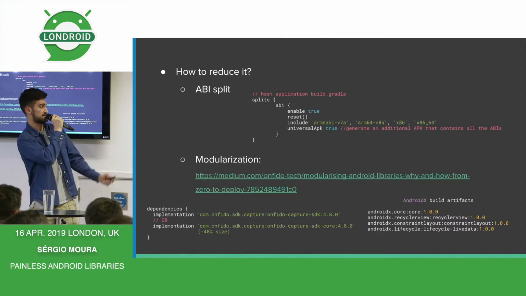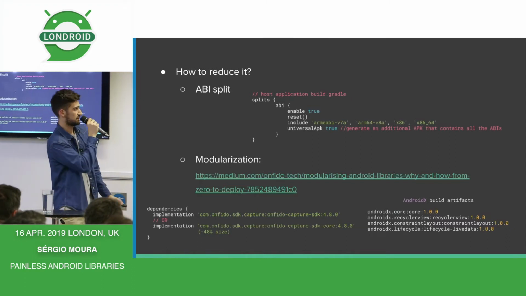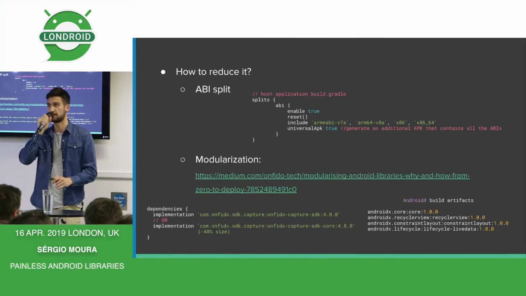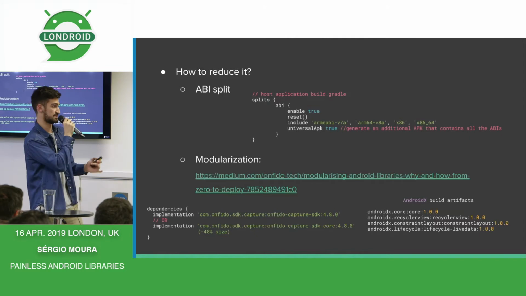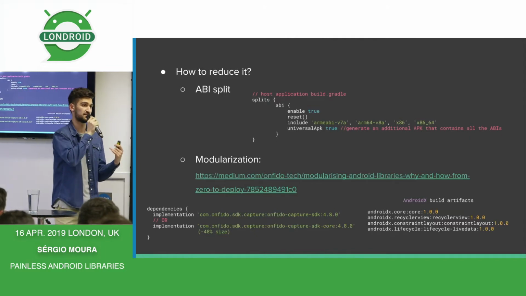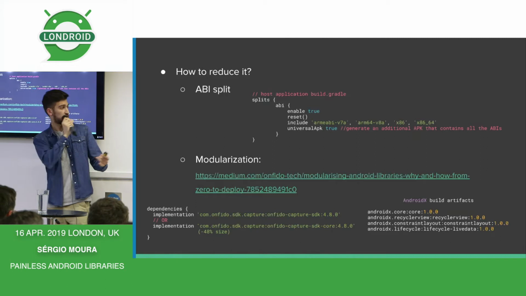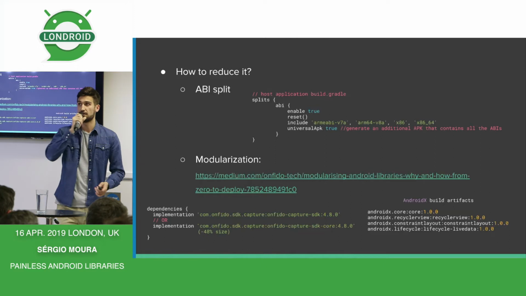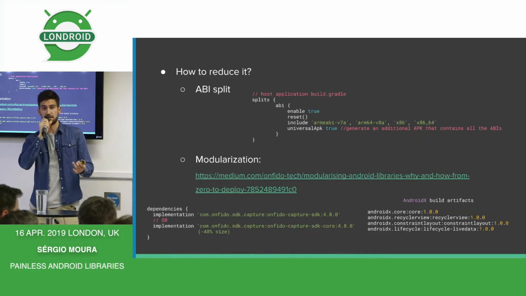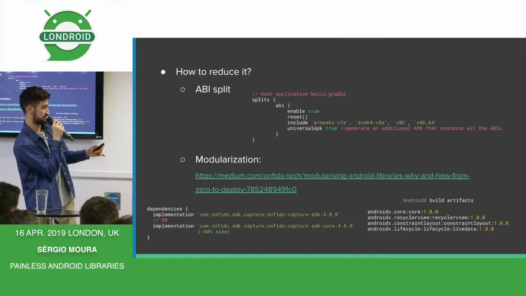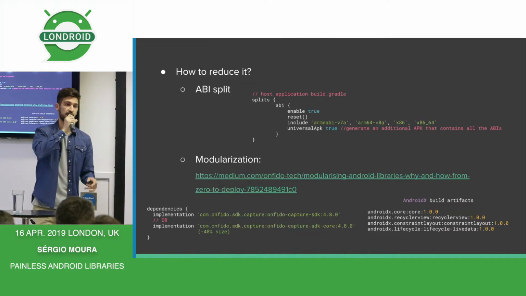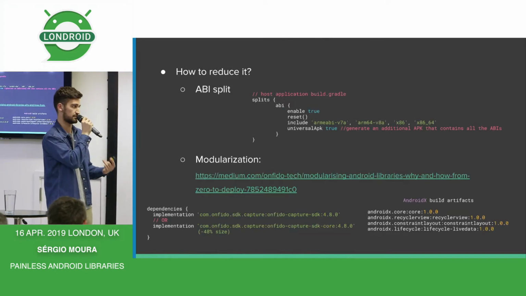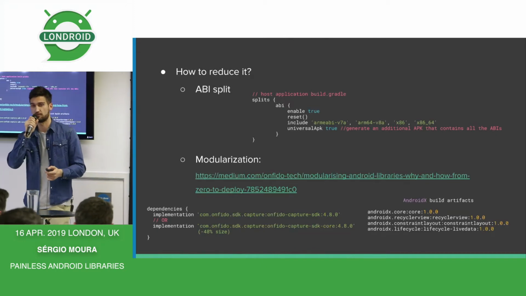Okay, now how to reduce the size impact of your library. First of all, the first technique is to advise integrators to perform ABI splitting in case your library uses C++ code through JNI or any of your dependencies use it. It can be done by defining the splits block in your build.gradle file with all the ABIs that you want to consider. If your integrator doesn't do this, they may end up with as many repeated copies of native code as ABIs that they want to support in their app, and nobody wants that.